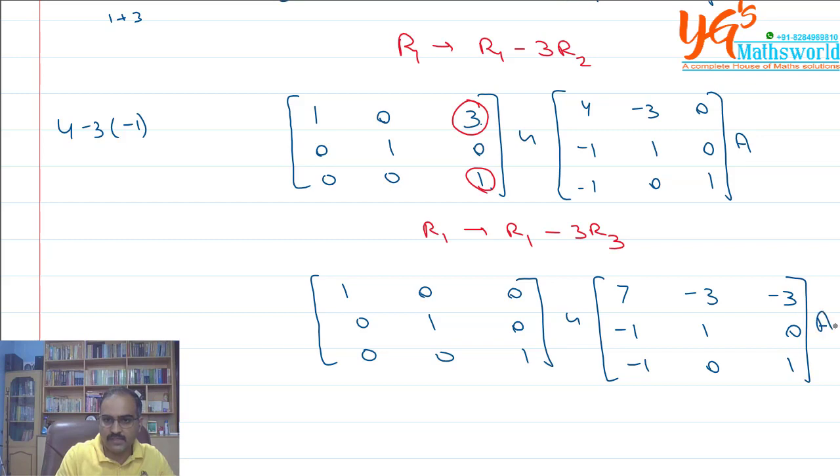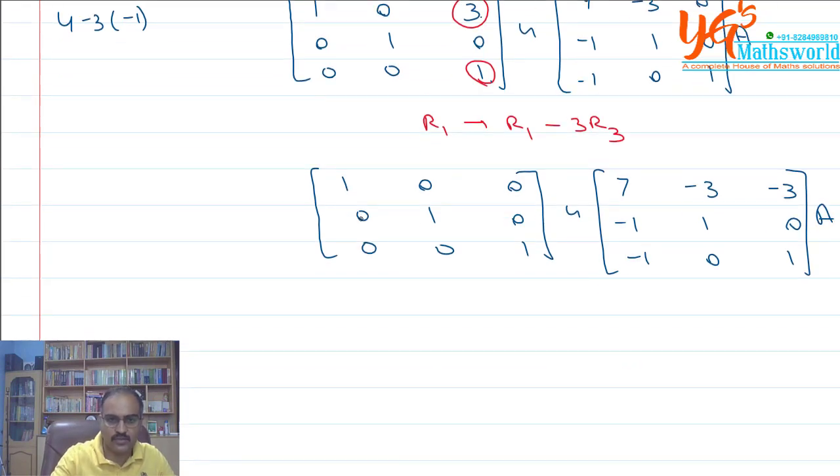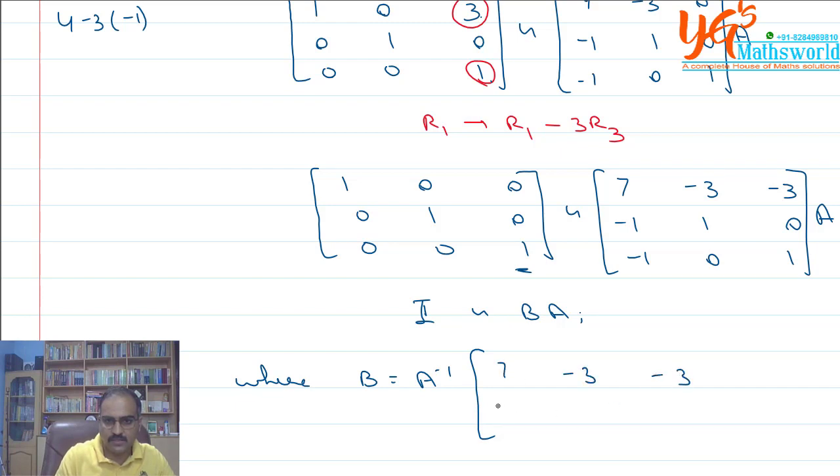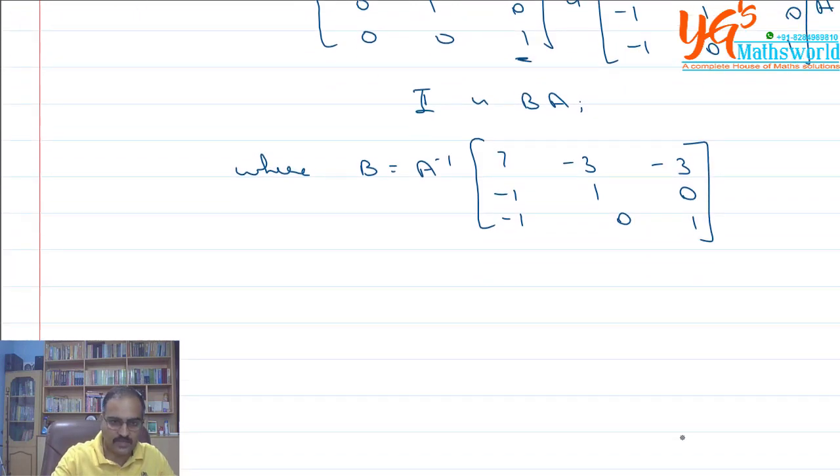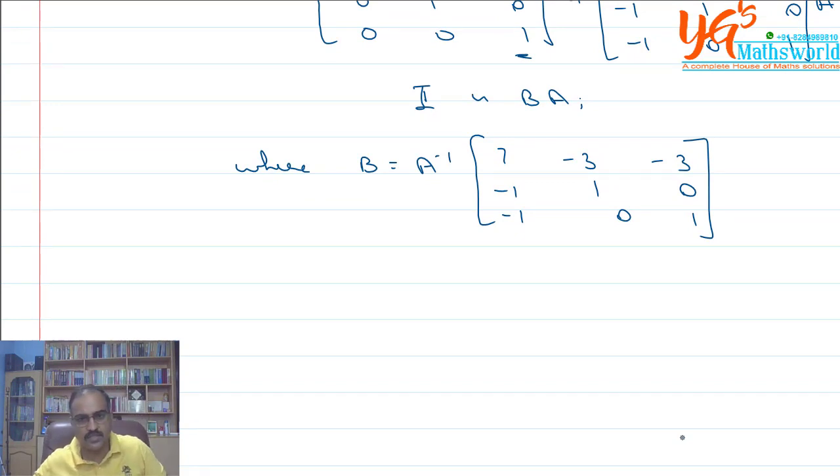Now need to check whether we have converted the given matrix A into identity or not. Yes, all the elements over here are 1 diagonal elements, the rest of are 0. So it will be I matrix similar to B into A. Now where this B is equal to A inverse: 7 minus 3 minus 3, minus 1 1 0, minus 1 0 and 1, which is the required inverse of A matrix. Okay, I think so concept is clear to everyone.